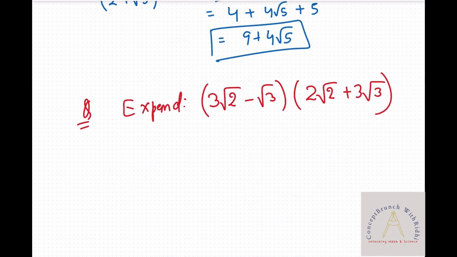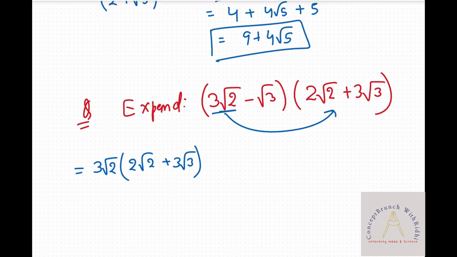Now the next question is this one. This looks complicated, but it's okay. Don't worry. Use the distributive property. What we will do, one by one: first we'll multiply 3 root 2 with the whole of the other bracket. So 3 root 2, then the other thing is 2 root 2 plus 3 root 3.